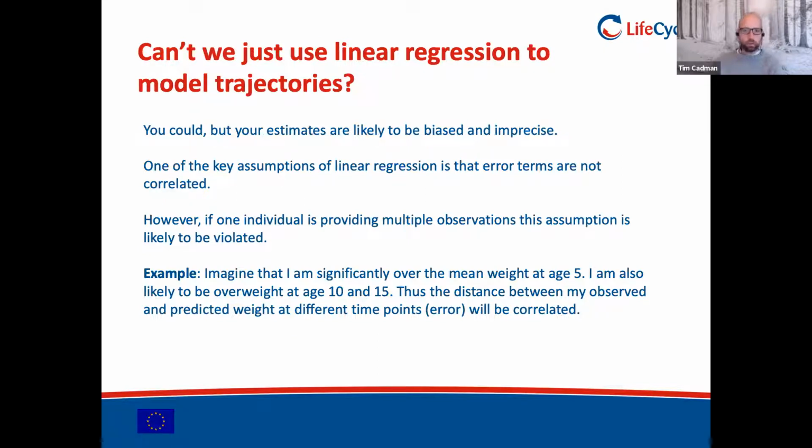Now, one question is whether we could just use linear regression to model trajectories. Well, you could, but it's likely that the estimates you get aren't going to be precise and they may be biased. One of the assumptions of linear regression is that the error terms are not correlated. But if one individual is providing multiple observations, this is not likely to hold. Linear regression assumptions may hold if you have one observation from each individual. But imagine that we've got a data set where each individual is providing 5 or 10 observations. If I'm significantly over the average weight at age 5, I'm also likely to be over the average weight at age 10 and age 15. So the differences between my observed and predicted weights are likely to be correlated. So you're going to have these patterns of correlation in the data, and one of the key assumptions of linear regression won't hold.